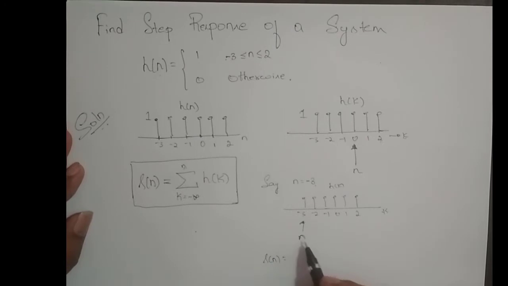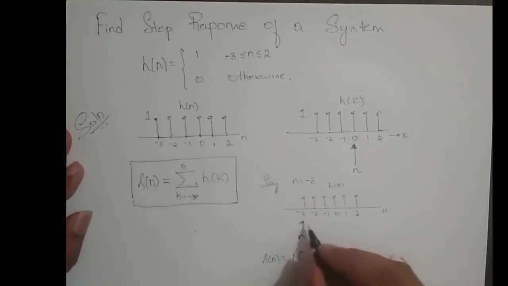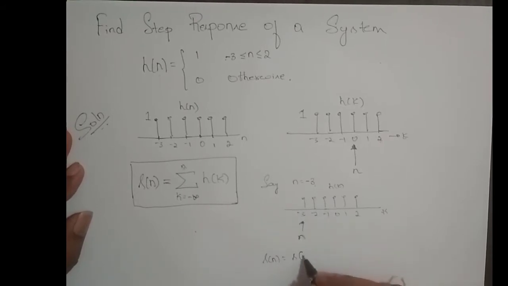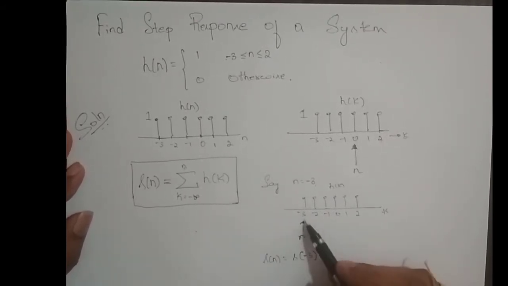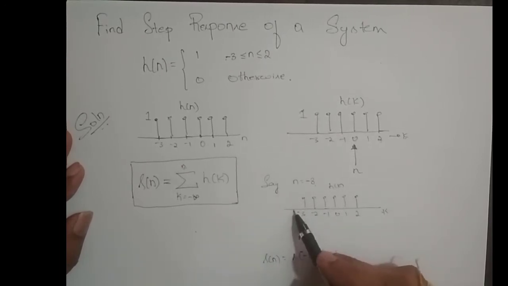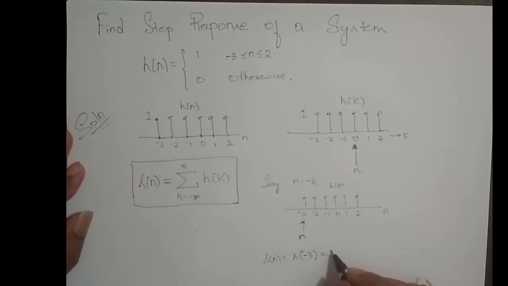So if I put n as -3, what is S of -3? Starting from -infinity, I need to sum it up. Till -4 it is completely 0, but I have a sample only at n equal to -3, which is 1. So it is 1.